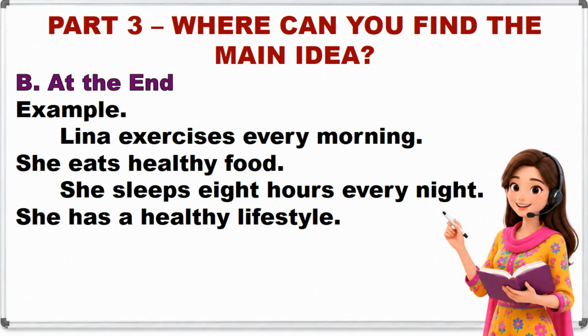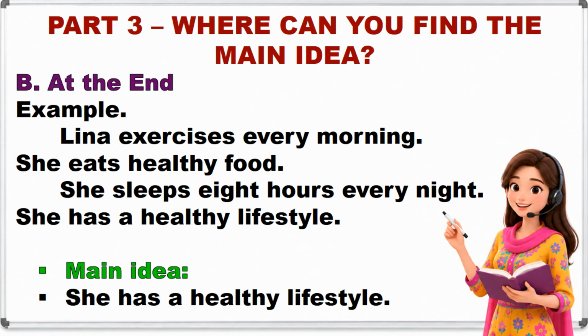B. At the end. Sometimes the writer gives examples first. Example. Lena exercises every morning. She eats healthy food. She sleeps 8 hours every night. She has a healthy lifestyle. Main idea. She has a healthy lifestyle. The previous sentences are examples.